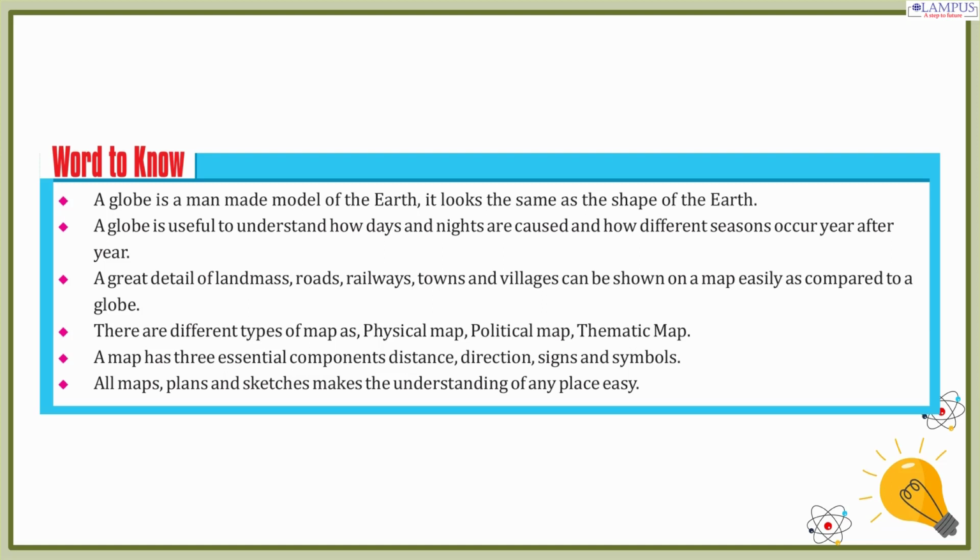There are different types of map as physical map, political map, thematic map. A map has three essential components: distance, direction, signs and symbols. All maps, plans and sketches make the understanding of any place easy.